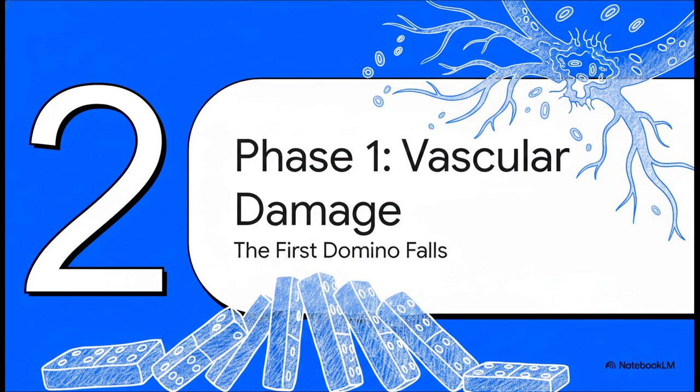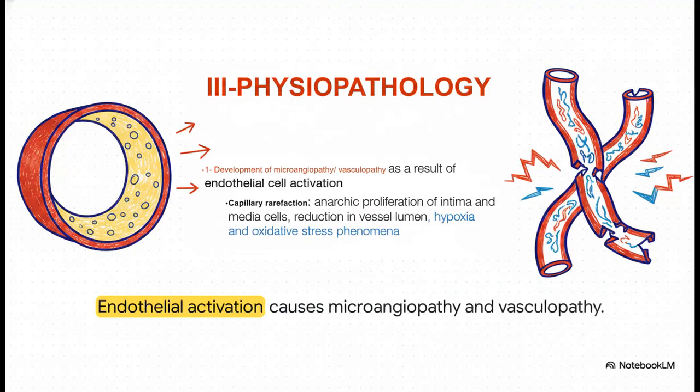Moving on to section 2, phase 1, vascular damage. The first domino falls. The exact starting point for the active disease is endothelial cell activation. The endothelial cells are the inner lining of your blood vessels, and when they become inappropriately activated, it leads directly to the development of microangiopathy and vasculopathy, or, in plain English, small blood vessel disease. The actual piping of the circulatory system starts to fundamentally break down.